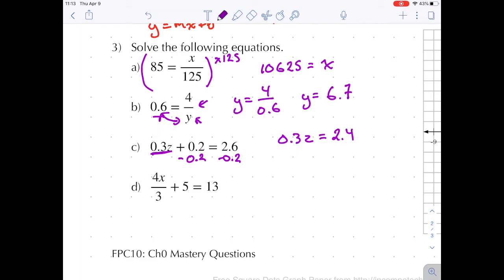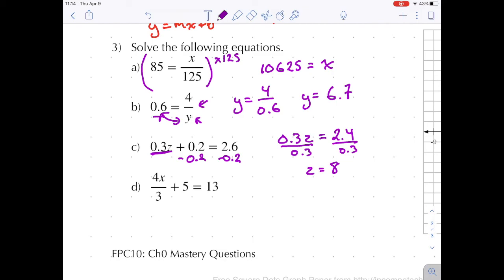Now, to get z by itself, to finally isolate the z, I divide both sides by 0.3. I get z is equal to whatever 2.4 divided by 0.3 is. It's 8. I can check it by doing 8 times 0.3 and then adding 0.2, and I get 2.6. So I can check this quickly on my calculator.